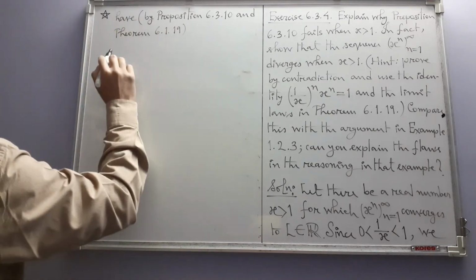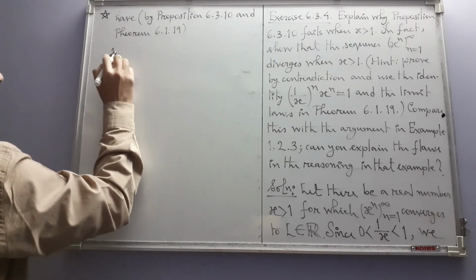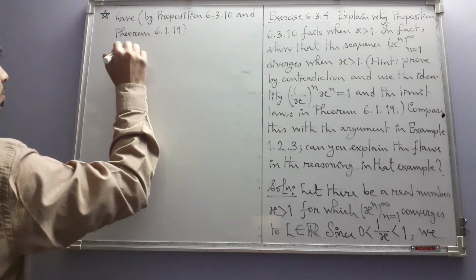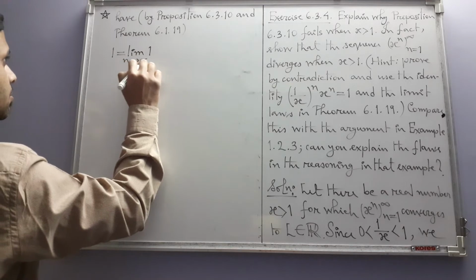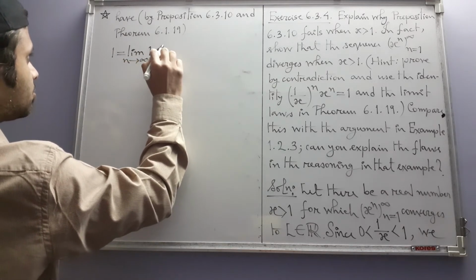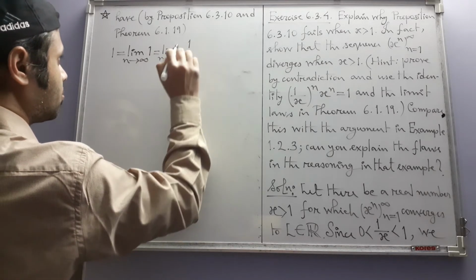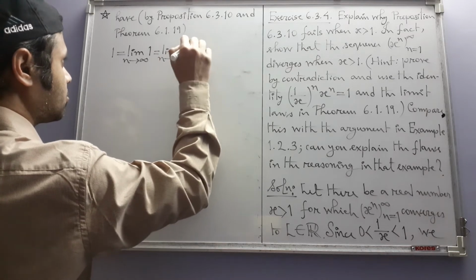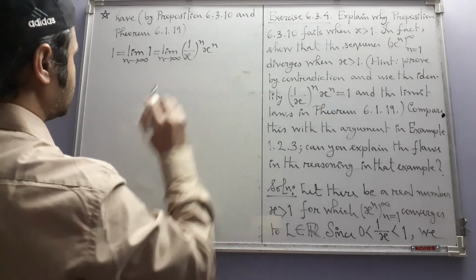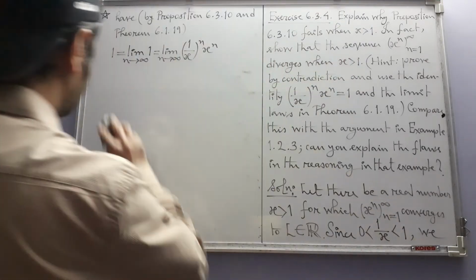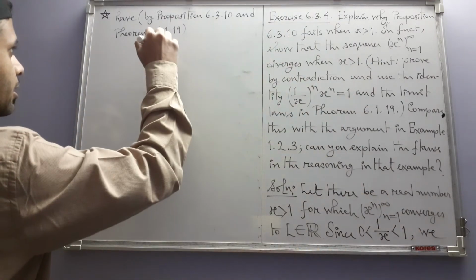Okay, what do we have? 1 is equal to the limit of 1. Now in place of 1 we can write this, and that is equal to, okay, I should have written it not in this manner but like this.